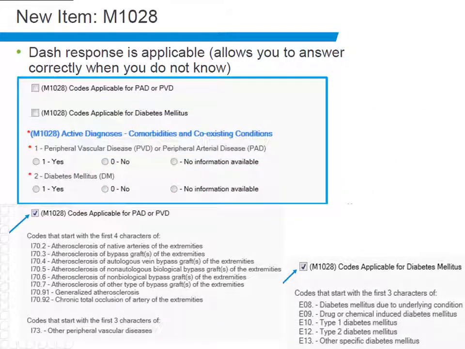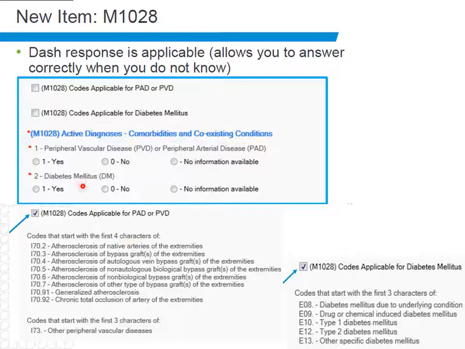128. These are active diagnoses, comorbidities, and coexisting conditions. And so what CMS wants to know is whether your patient has PVD, PAD, or diabetes. Either yes, no, or no information available. The no information available shouldn't be used that often because we pretty much know what diagnoses the patient has upon start of care. If you aren't sure if the codes that the patient has applies, you can check this box or this box, and this is what shows up. It'll give you all of the ICD-10 codes.